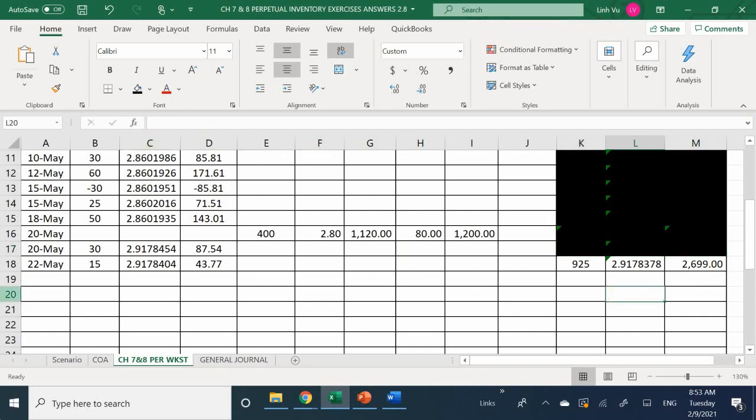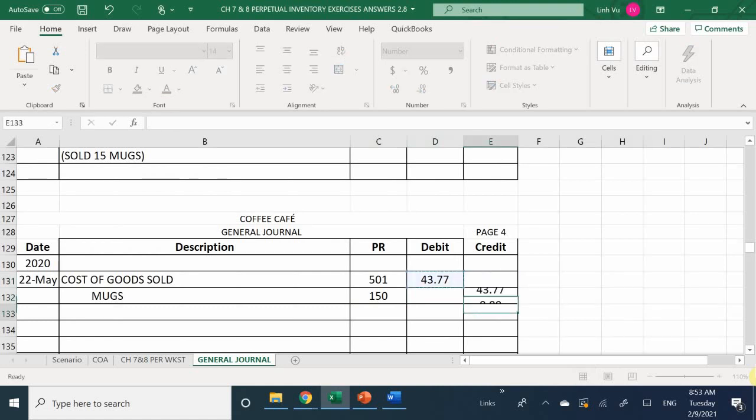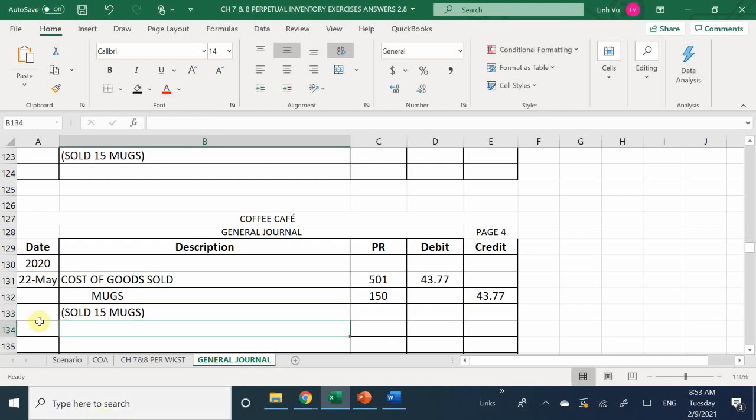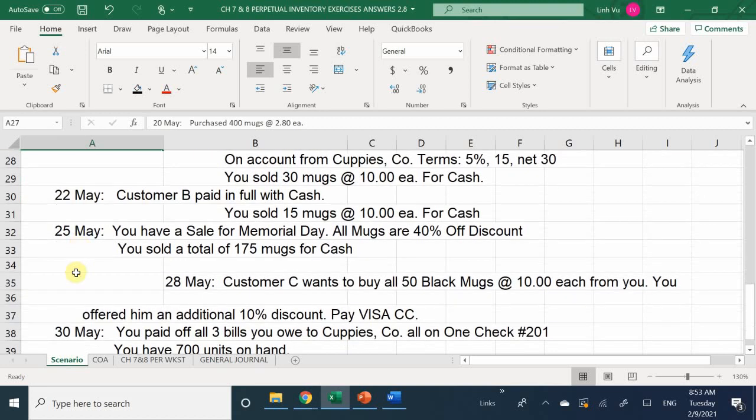So now that we solved for my cost of goods sold, I can go ahead and enter it into my journal. So 43.77. All right, and then I'm going to go ahead and indicate here that I sold 15 mugs. Okay. All right. Then what has happened on May 25th?